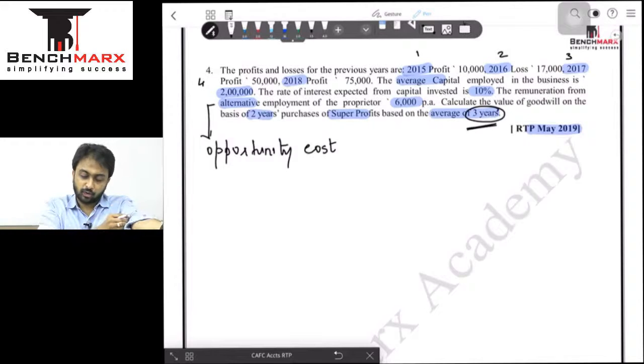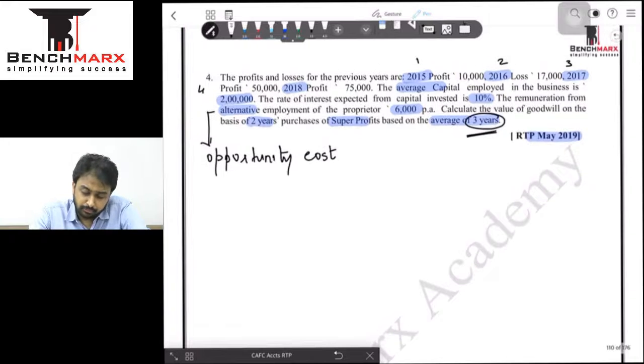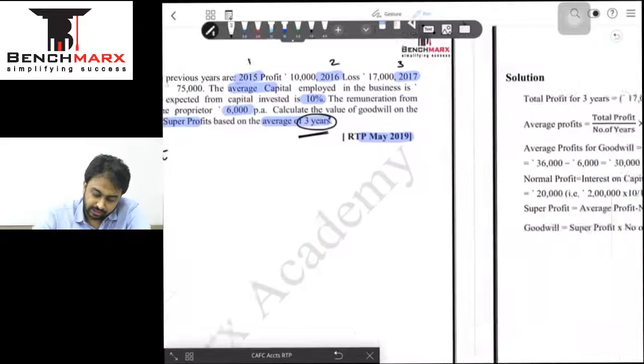So let us now find out what the question has done. The actuals will be basis the average, and then we'll compute the normal return using capital employed and the rate of return and compare the actuals, that is the average, with the normal return. The balance is the super profit, and those super profits into 2 years is going to be the goodwill content. Right. Let us see what the ICAI has done.